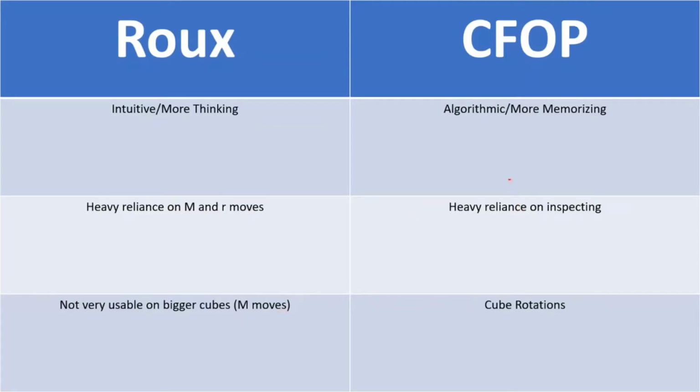Now let's go on to the disadvantages of CFOP. Like I said, it has more memorizing because of the algorithms, but it also has a heavy reliance on inspecting. So if you're not very good at inspecting, maybe you should stay away from CFOP a little, because of the cross that you'll typically do in under a second. If you're good at CFOP, you'll have to do a lot of inspecting. And also cube rotations, they can take precious seconds off your time.